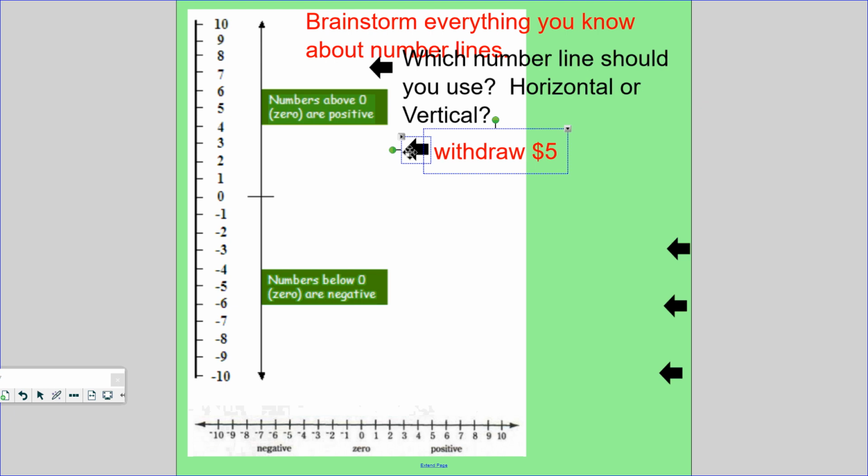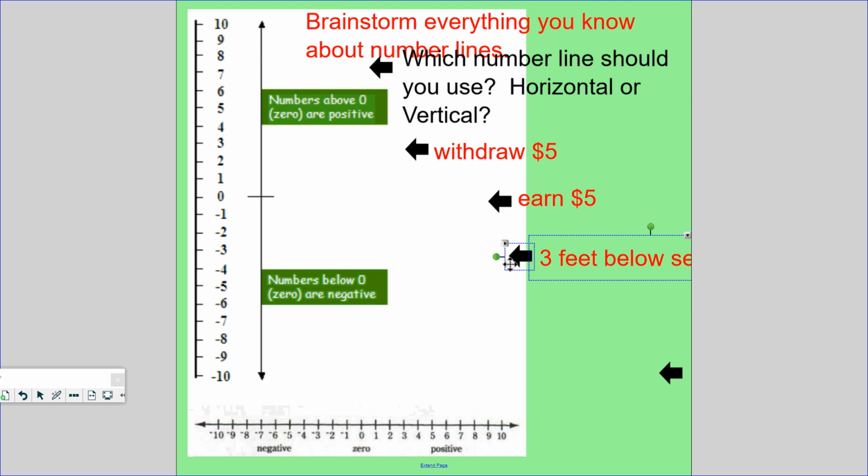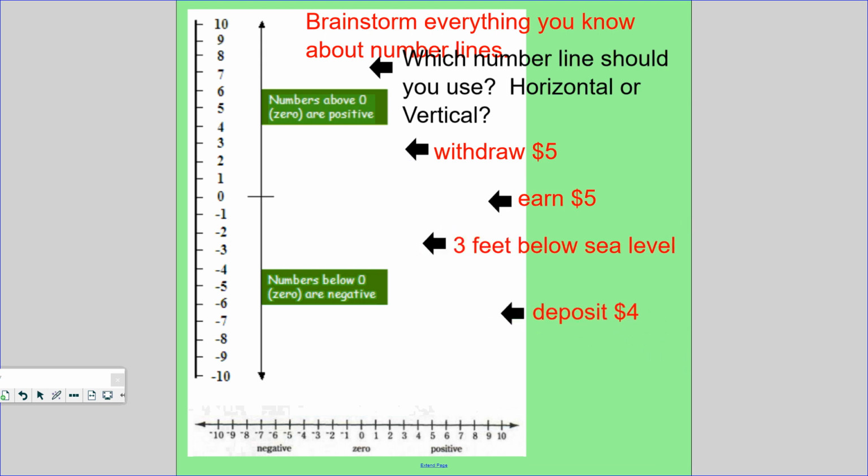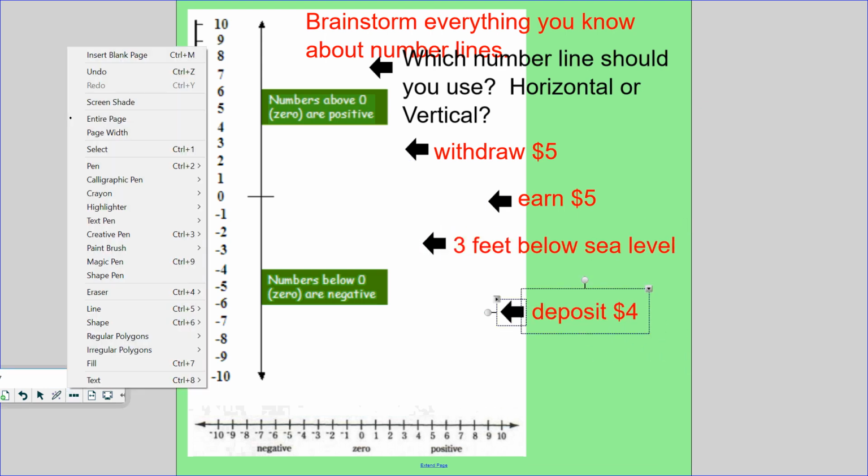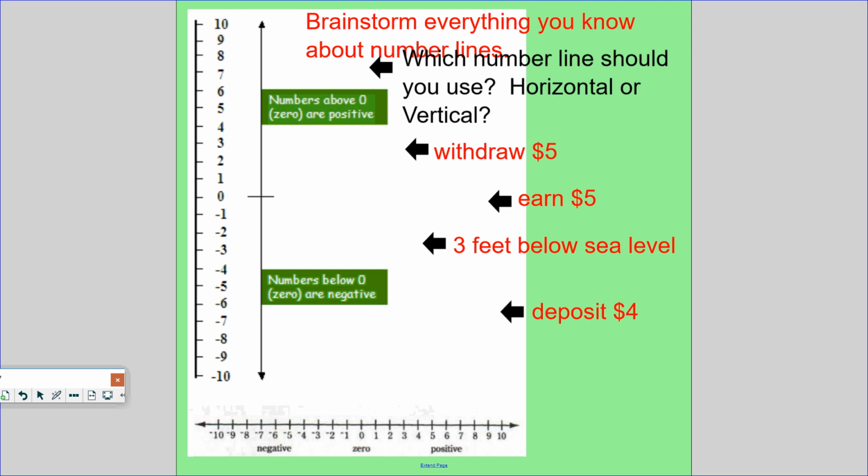If someone says they withdrew $5, what does that mean to you? We're going to mark it in either one. I'll use a calligraphy pen. So withdraw $5. Withdraw means take away, so -5. I earn $5. Well, the opposite of withdraw is I earn money, so earn $5 would be positive $5.